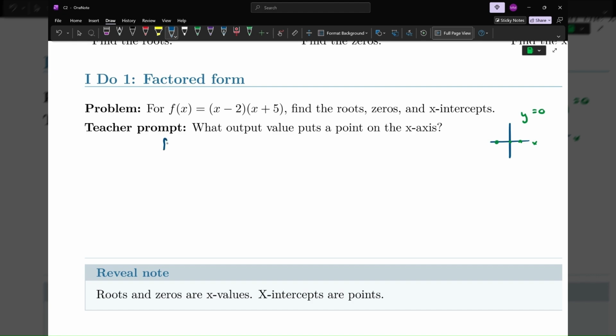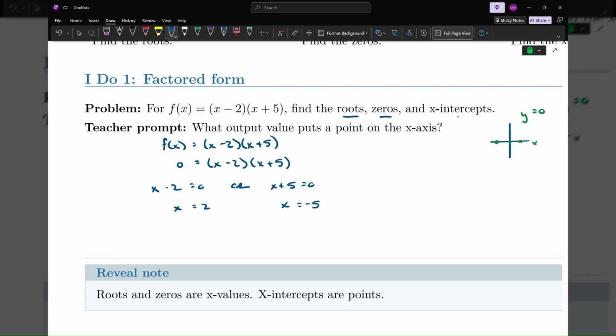So if we start with our function f of x is x minus 2 times x plus 5, we know our output f is going to be 0. So 0 equals x minus 2 times x plus 5. Now let's just solve this. We're already factored. The zero product principle says x minus 2 is 0 or x plus 5 is 0. That gives us x is 2 or x is negative 5. Those are answers to the equation. But now the question is, are those all the same? Roots, zeros, and x-intercepts. Let's go through these one by one.